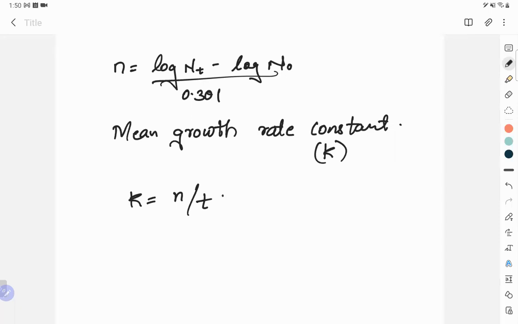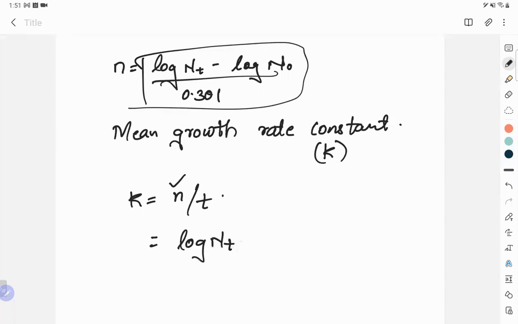So it's going to be n by t, number of generations per unit time, normally expressed in per hour. I've already told you this. Okay. So here, if you substitute the n value, which is this expression, what will it become? Log of NT minus log of N0 upon 0.301 into t. Because this t is over here. So into t. This becomes my mean growth rate constant formula.